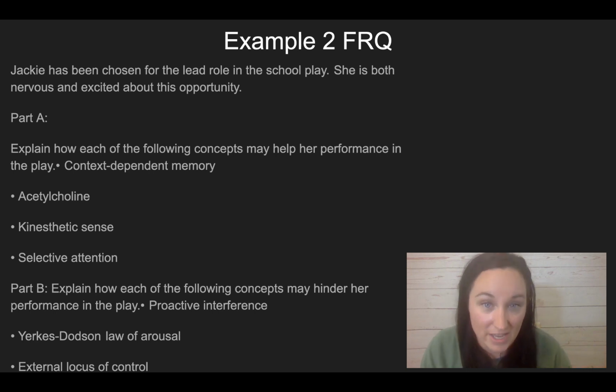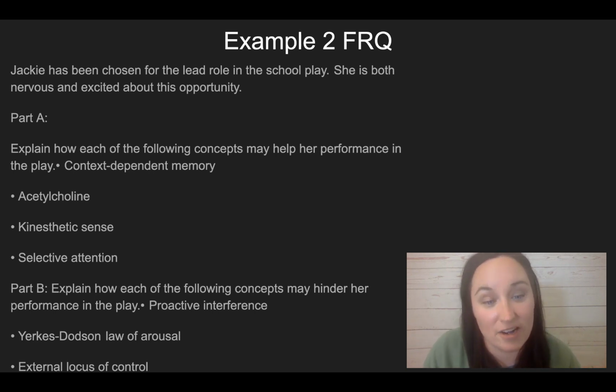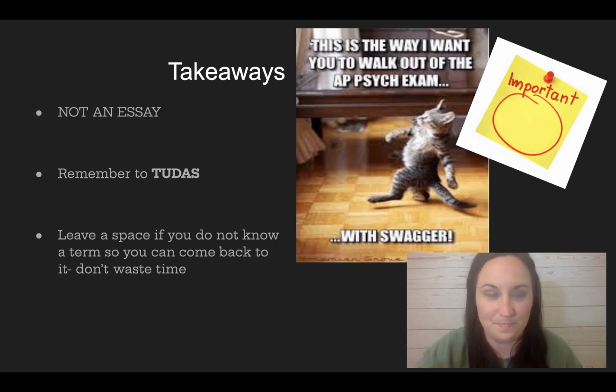In part B, they want you to answer how each of the following concepts may hinder her performance in the play. So how does an external locus of control hurt her in the play? So you really have to read those prompts, and sometimes they want you to do different things. There could be a part C, where it could go further than that.